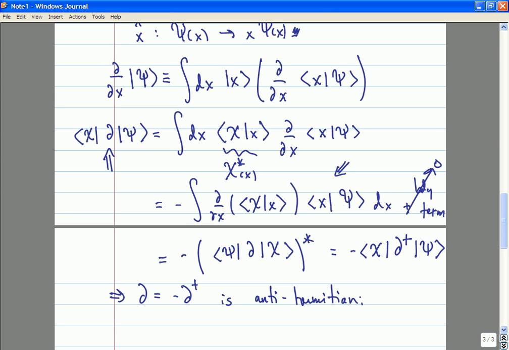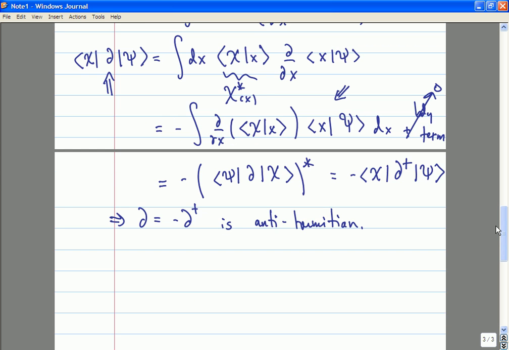I suppose last time I only defined a Hermitian operator as one that is equal to its adjoint. An anti-Hermitian operator is one which is equal to minus its adjoint. So that means that if you define the operator i times d by dx, that is a Hermitian operator. So that is a great candidate for the momentum operator.